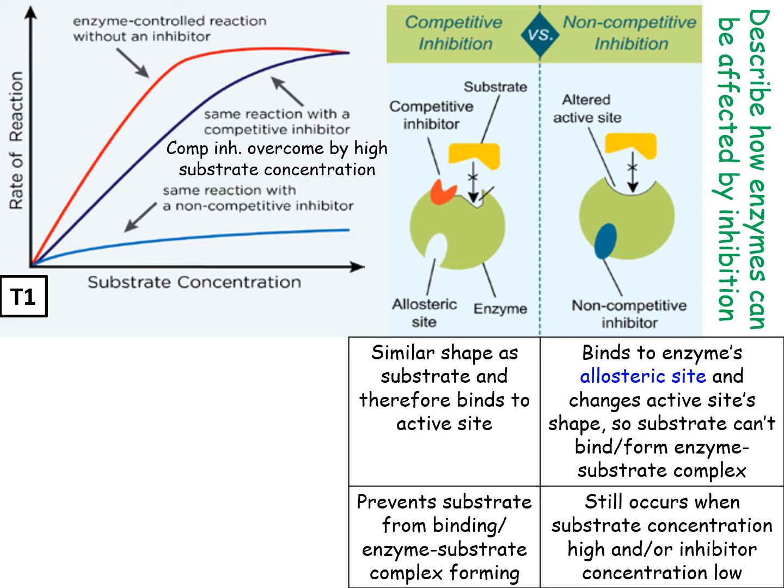A competitive inhibitor can be overcome by increasing the substrate concentration to a very high concentration, whereas with a non-competitive inhibitor, the substrate concentration will not have any effect because the non-competitive inhibitor, when it binds to the allosteric site, changes the enzyme's active site shape, so it doesn't matter if you have more substrate concentration.